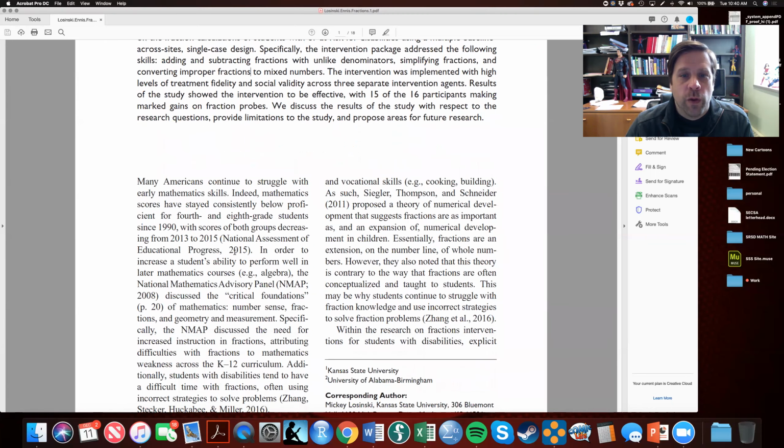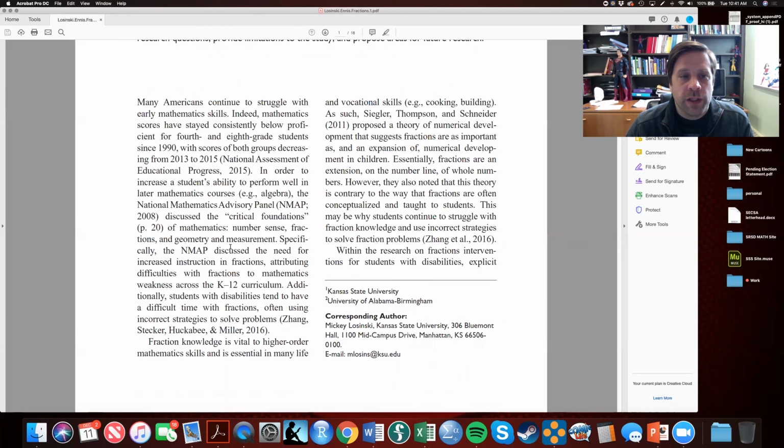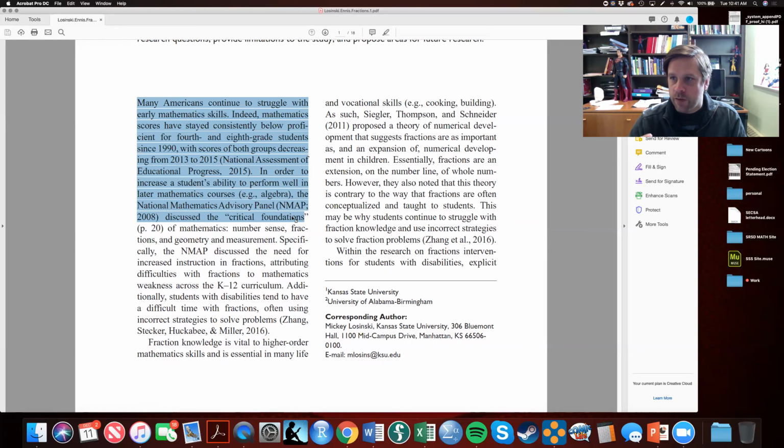So when we read the research articles, generally speaking, what we see is the first paragraph will be some sort of statement of the problem. And so the statement of the problem here is that we're doing really poorly in math, and that one of the areas that comes up over and over again is the need for fractions to be addressed, because fractions predict future learning in algebra. And so this is the statement of the problem.